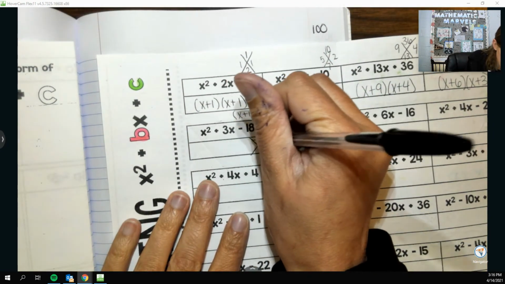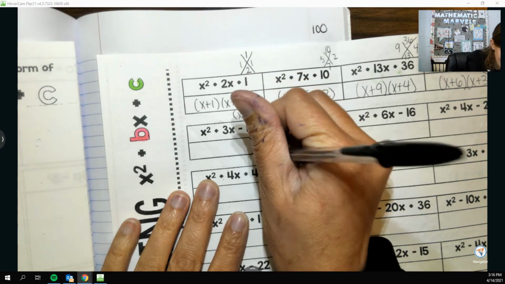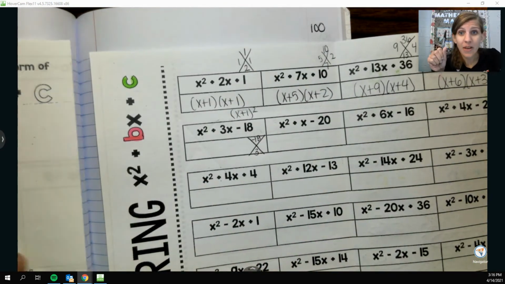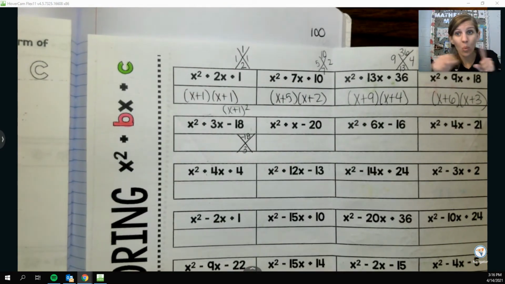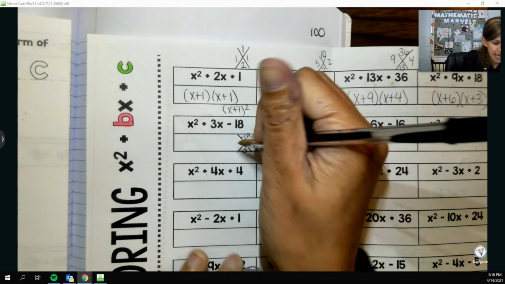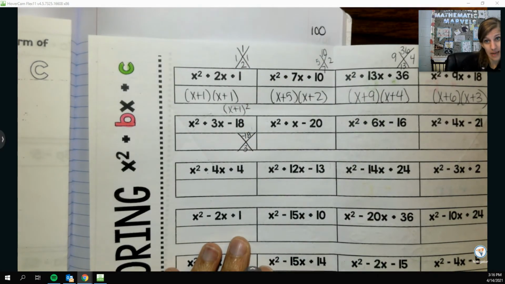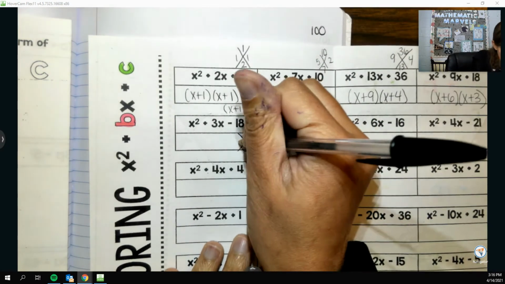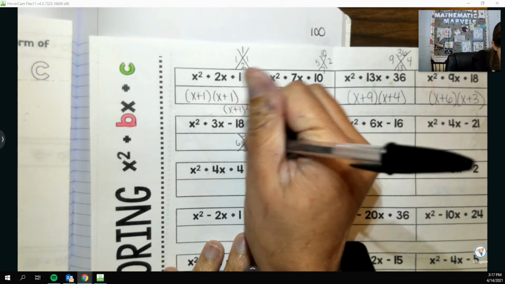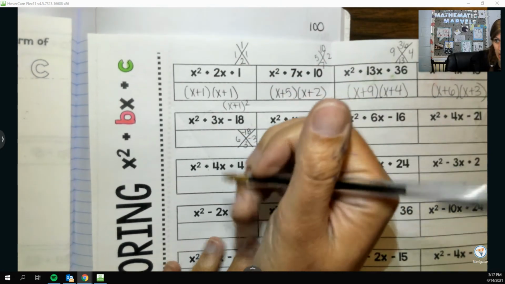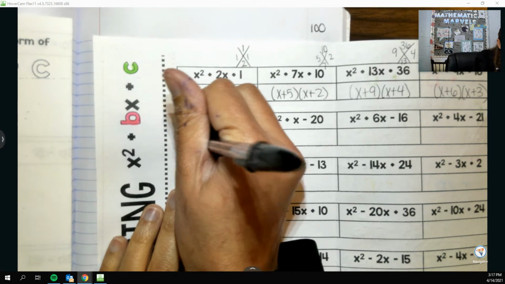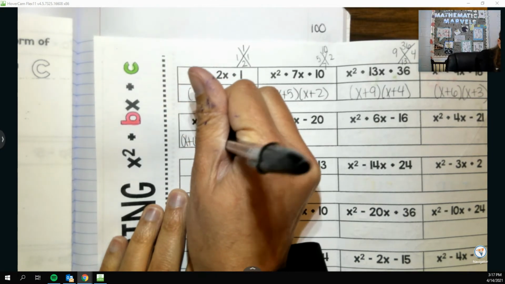So I'm thinking one multiplies to negative 18 and adds to 3. Now, if it multiplies to a negative number, only one of them can be negative. If it adds then to a positive, the smaller one needs to be negative. So I think what I want here is 6 and negative 3. That'll multiply to negative 18 and add to 3. So x plus 6, x minus 3.